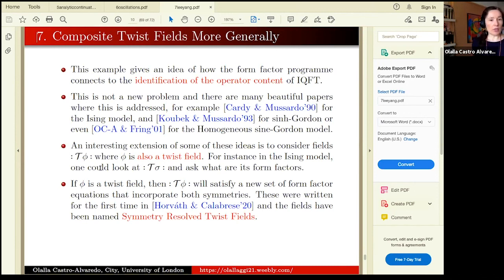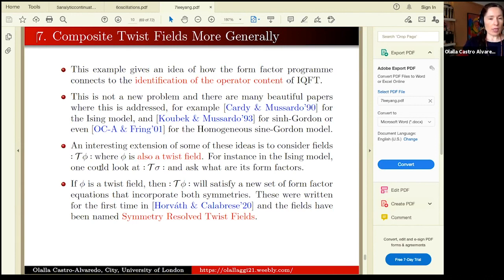They call these fields symmetry resolved twist fields, and they seem to also have an application to compute a particular measure of entanglement. So I wanted to end with this also to suggest that there are still things to be discovered with twist fields. So for example, the symmetry resolved twist fields is quite a brand new thing. There are still many things to compute, and I think they can tell us quite a lot about entanglement in different settings, both at equilibrium and out of equilibrium.